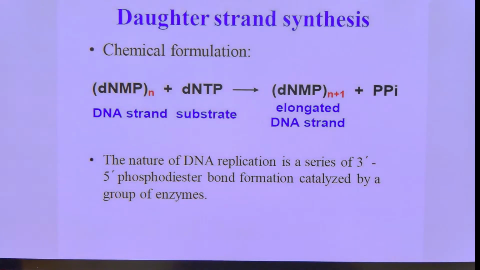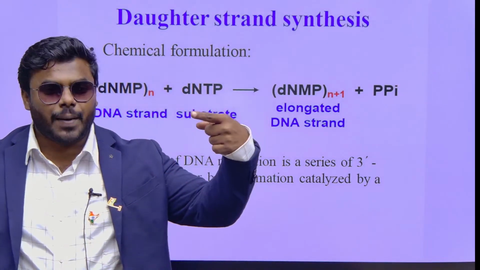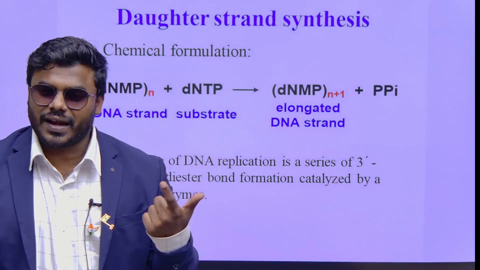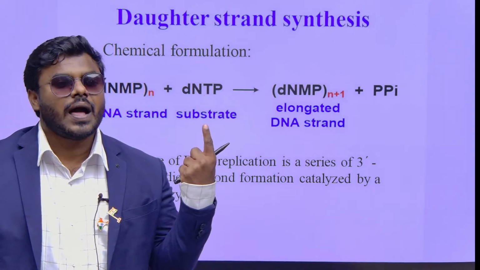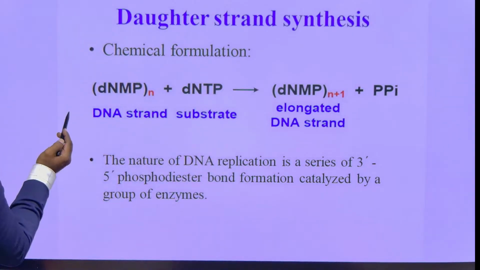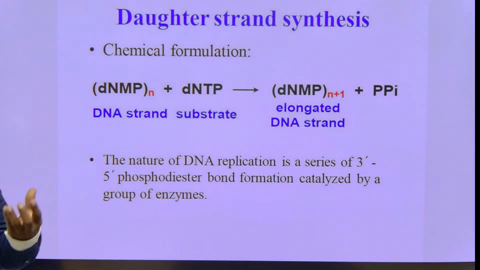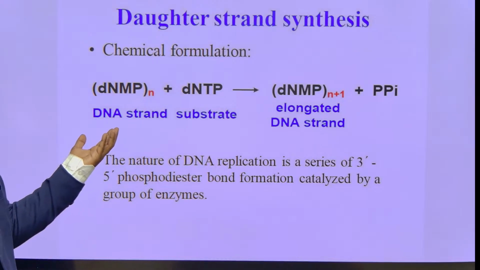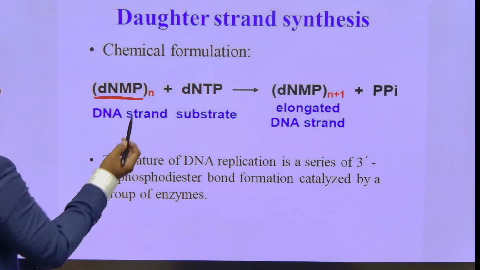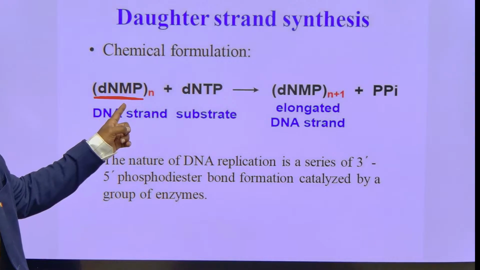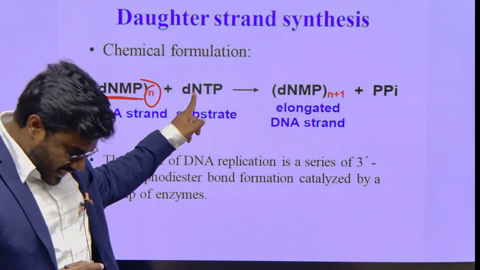Now see this, friends. When one nucleotide combines with another nucleotide and so on, then they can form the daughter DNA. See, when I use the words I am synthesizing the DNA, it means I am adding one nucleotide to another nucleotide. That's all the meaning. We have already discussed this many times. In the case of DNA we have deoxyribonucleotides, in RNA we have ribonucleotides. Can you see here dNMP, deoxyribonucleoside monophosphate. N represents the number to which another nucleotide is added.